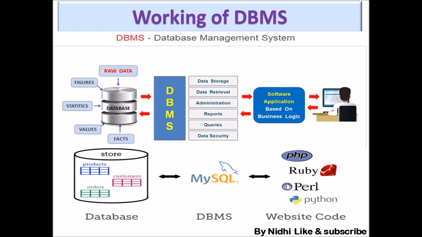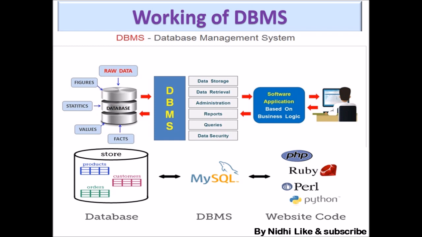So the next image: first we have a database, then the database needs a database management system. Here DBMS is database management system. The working of DBMS is to store data and retrieve data, that is data storage and data retrieval, and the administration work provided by DBMS: reports, queries, and data security. These are the workings of DBMS. In the corresponding image below you can see that our DBMS is MySQL. MySQL will do all this work: data storage, data retrieval, administration, report and query generation, and data security.